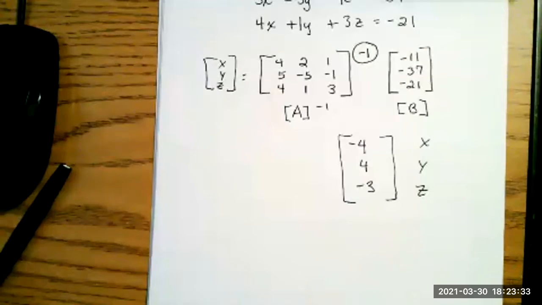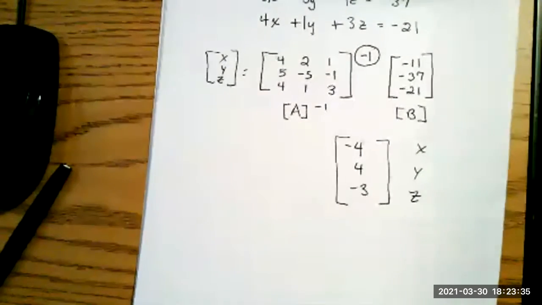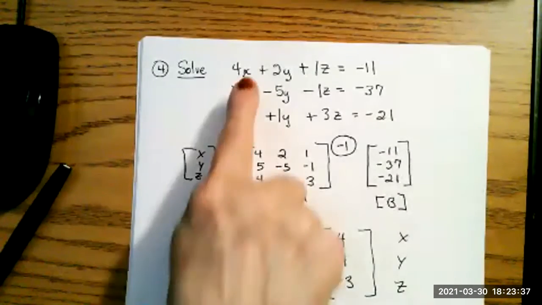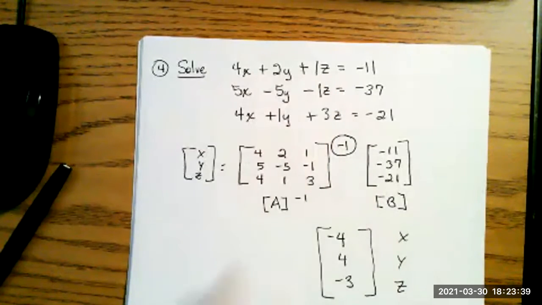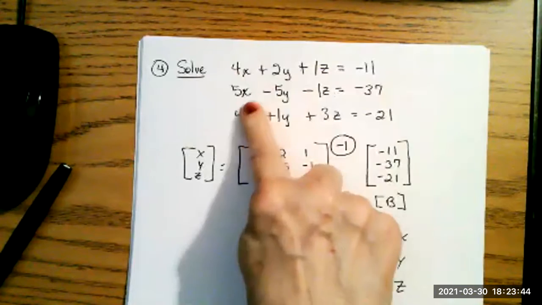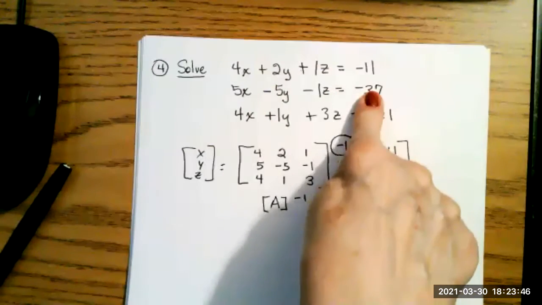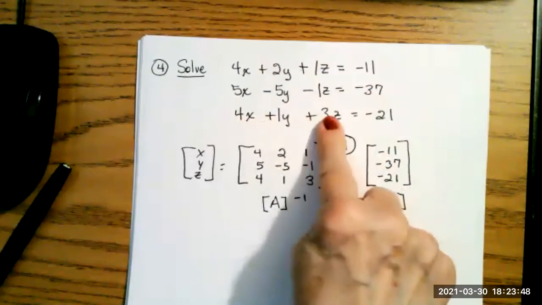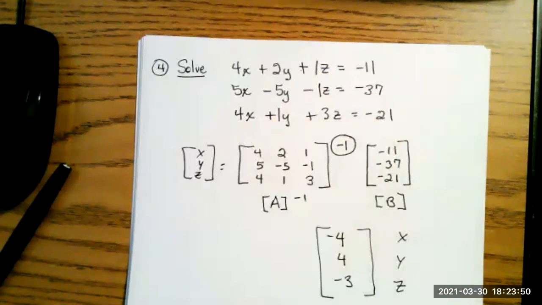If you use the -4, 4, and -3, and you plug those in for X, Y, and Z, when you do that on this one, you should get a -11. When you do it on this one, you should get -37. And when you do it on this one, you should get -21. And that double checks your work to make sure you're right.